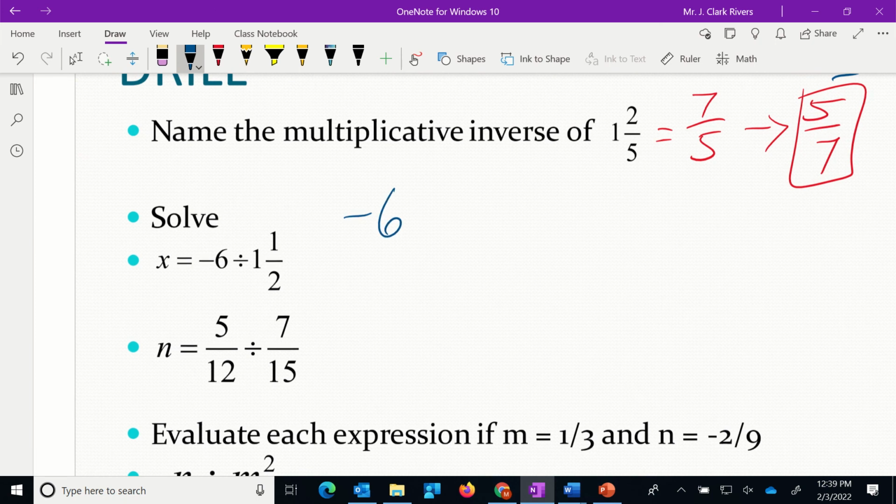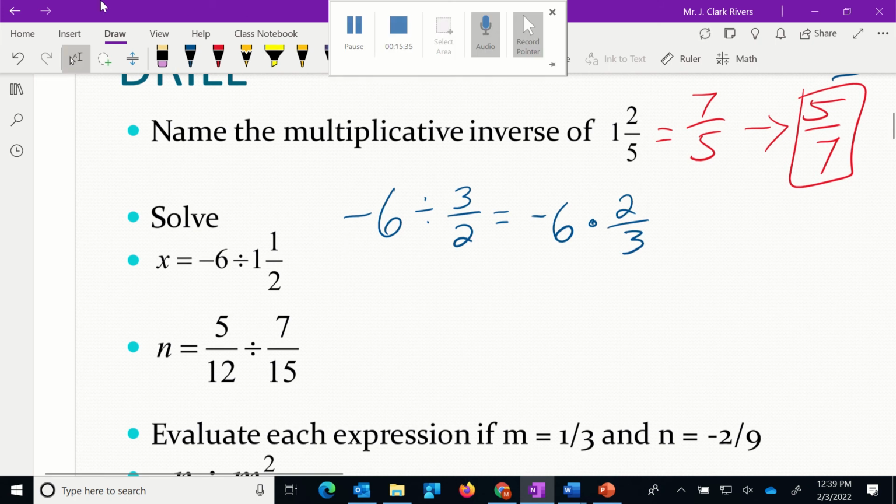-6 divided by 1 1/2. Let's change this to an improper fraction. What is 1 1/2 as an improper fraction? 3/2, right? And so now we keep, change, flip. We keep the -6, we change to multiplication, and we flip, and we get 2/3.